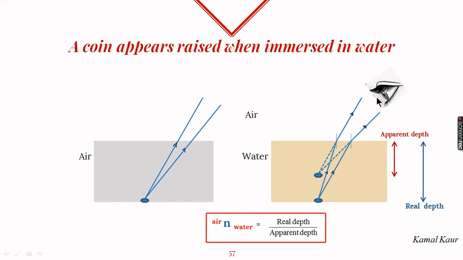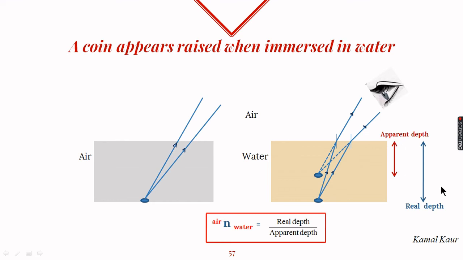and reach our eyes. And as our eyes cannot perceive the bent path, they can only perceive the straight line path. So on extending these rays backwards, they appear to come from this point. So instead of here, the coin appears here to our eyes. This is the actual or real depth of the coin, but it is appearing here. So this will be the apparent depth of the coin.